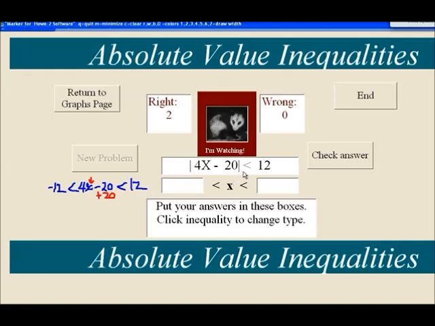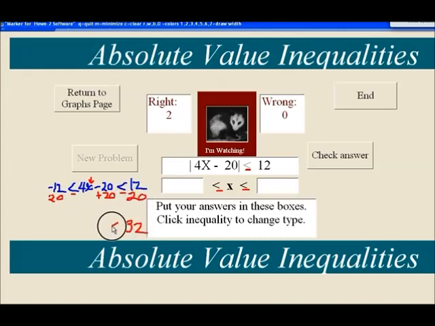Now, if this had had an equal sign on it, then these would have to have equal signs, and these would have to have equal signs. Not any big difference, but. So we're going to add 20 here. We're going to add 20 here. And we're going to get 32.